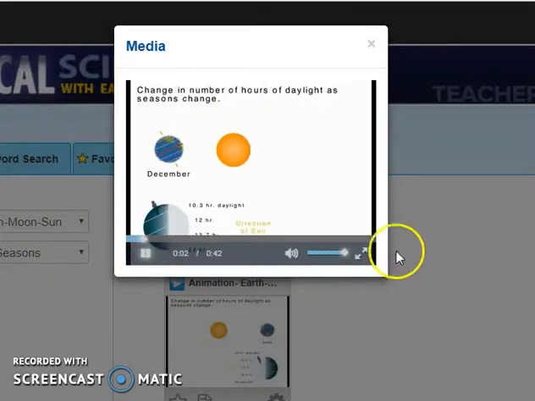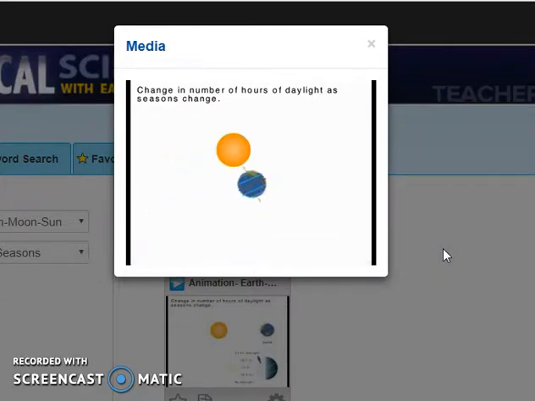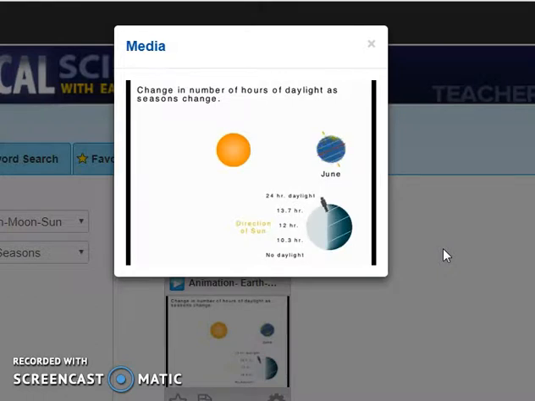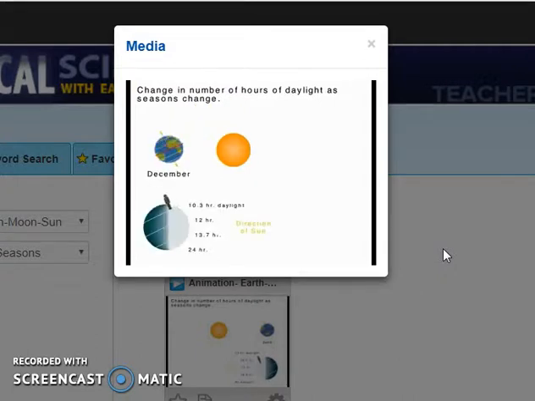Because the Earth's rotation axis is tilted, different parts of the Earth receive different amounts of sunlight during the year. In June, when the northern hemisphere is tilted most strongly toward the sun, the daylit part of the Earth includes a larger portion of the northern hemisphere than in December.